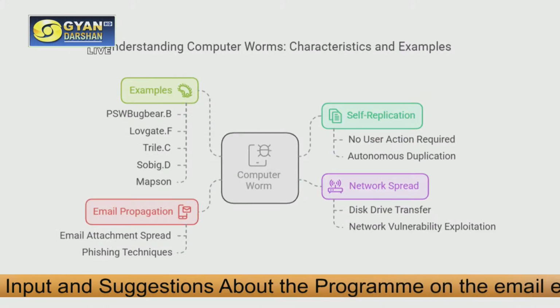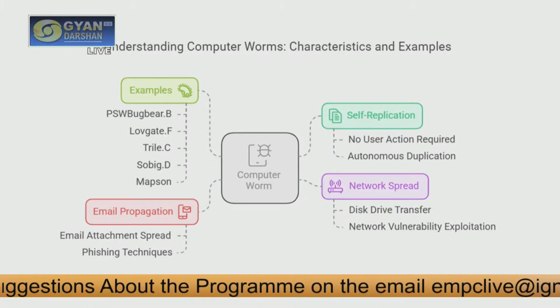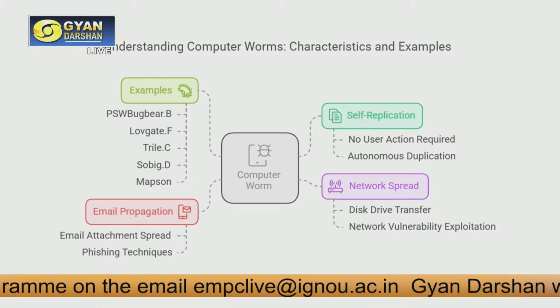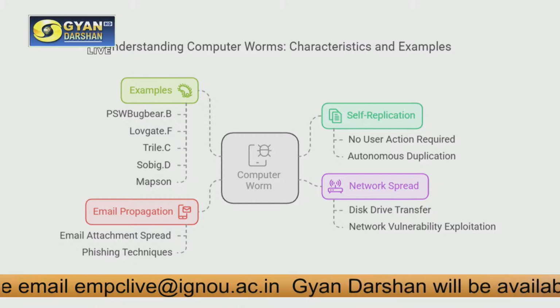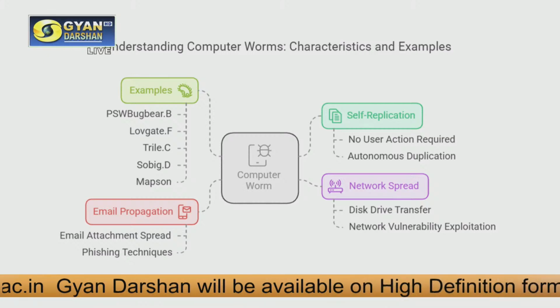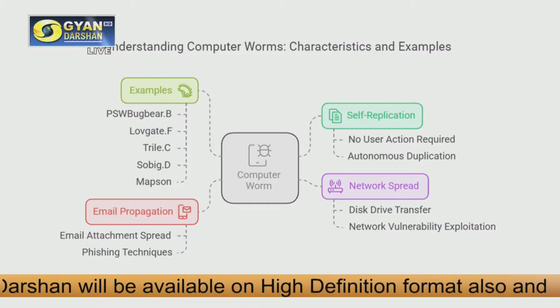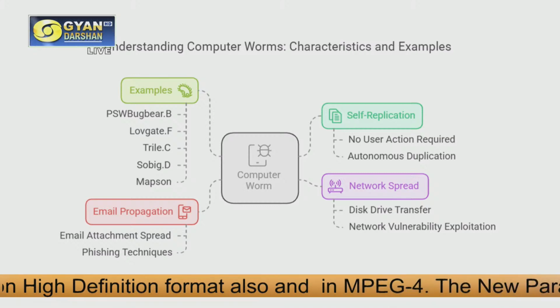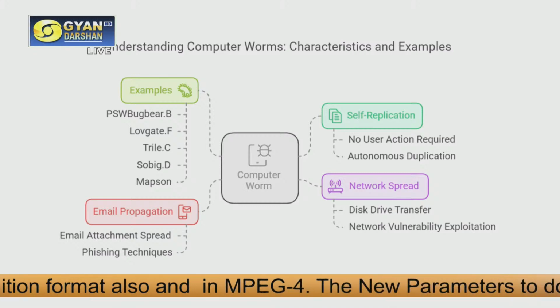The second class of malwares is related to worms, wherein the worms generally propagate through email, and they spread across the network by self-replication, and there are n number of programs which are examples of worms. Likewise, we are having Trial C, SOET, and Mapson. These all are examples of computer worms.